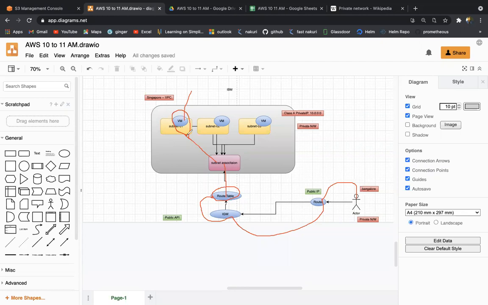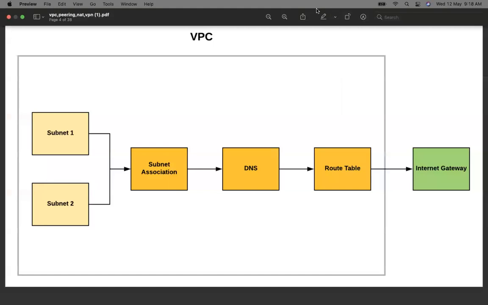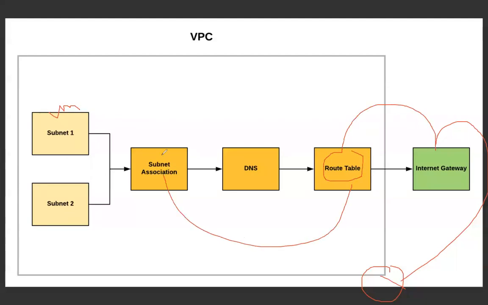Make sense? Yes, Karthik. Right? So the same architecture you can see. If anybody wants to ping your virtual machine, the traffic goes to the data center gateway. Data center gateway will pass into the route table. Route table has the subnet association. Subnet association has multiple subnets. You are able to reach your virtual machine.